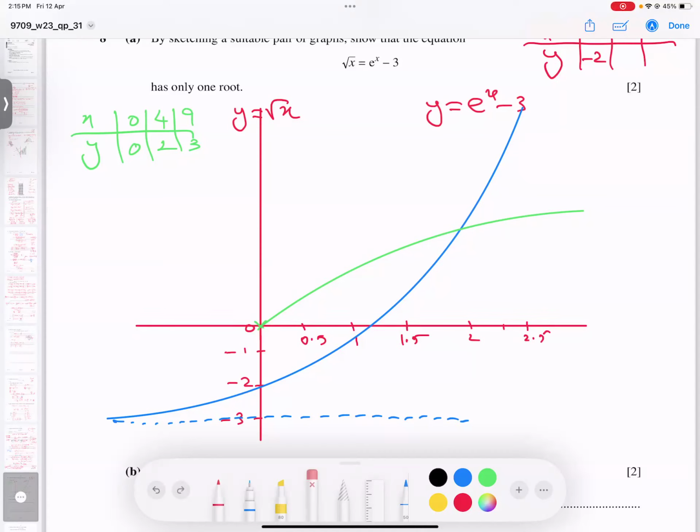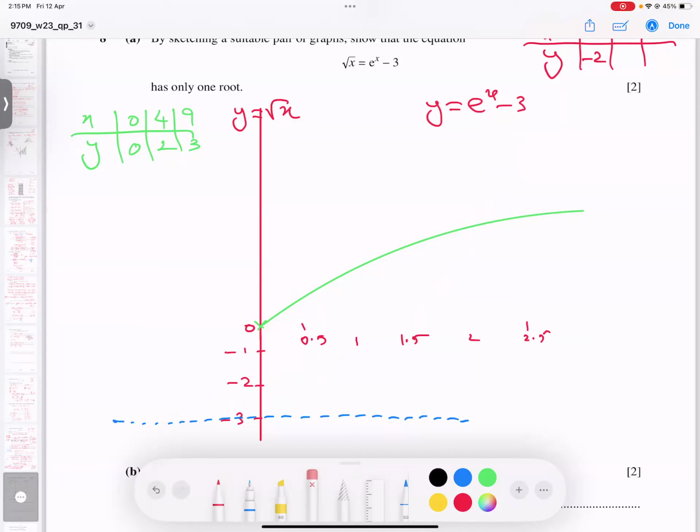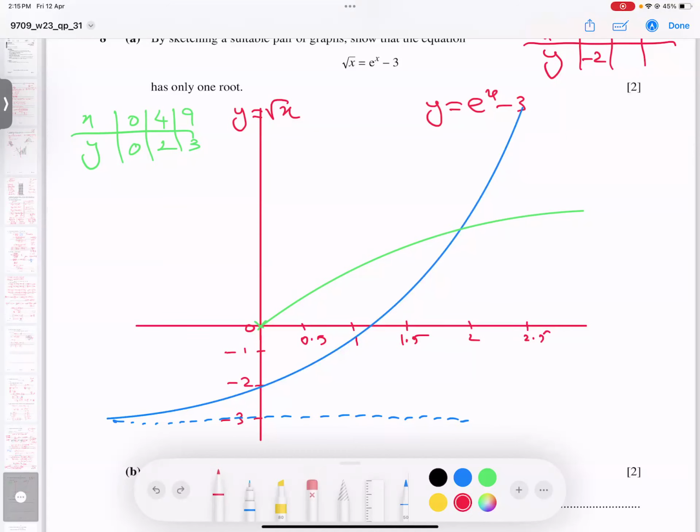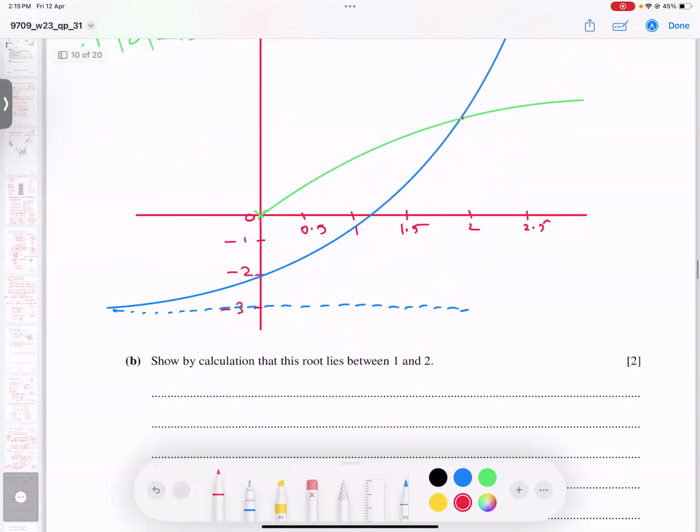So it is coming in the middle of 1 and 2. It is intersecting between 1 and 2. This point is between 1 and 2, and it's proved. You can write the words 'hence proved'. This part is very clear. So let's go for the next part.